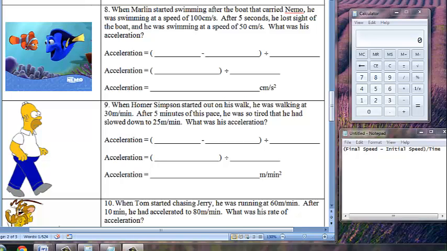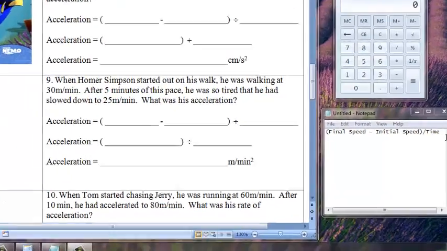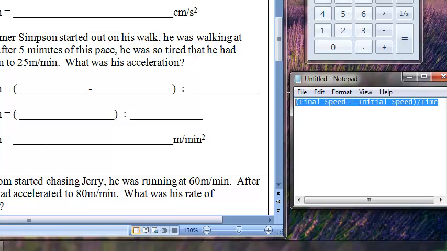Now we'll look at problem 8. When Marlin started swimming after the boat that carried Nemo, he was swimming at a speed of 100 centimeters per second. After 5 seconds, he lost sight of the boat, and he was swimming at a speed of 50 centimeters per second. What was his acceleration? We are still using the same formula here. Final speed minus initial speed, or starting speed, divided by time.